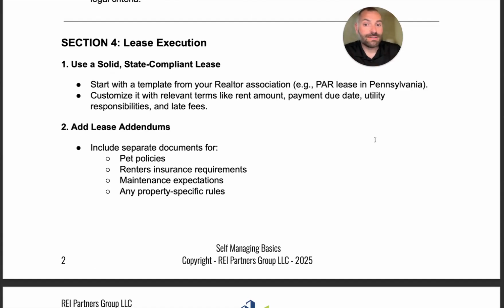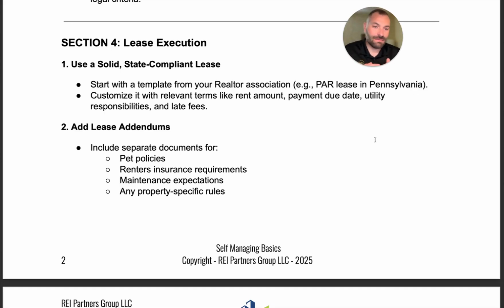Lease execution and signing the lease is the next step. Once they've applied, you're happy that they're part of your tenant base, you've invited them, you've met them at the property, they see the property, they like it, and they're someone you'd like to consider having be your tenant, you want to have a solid state compliant lease for your area. In this area, as real estate agents, we could use the PAR, or Pennsylvania Association of Realtors, lease. You can customize it with relevant terms like when it's due, utility responsibilities, late fees, any addendums you want.